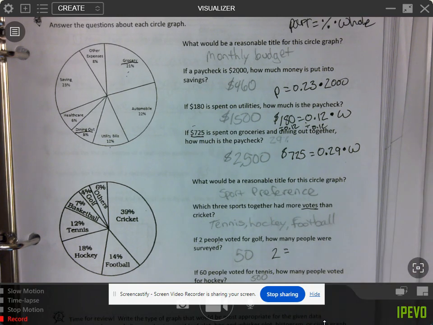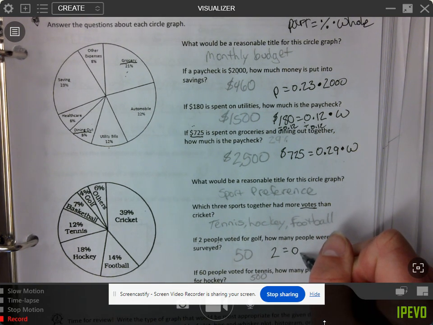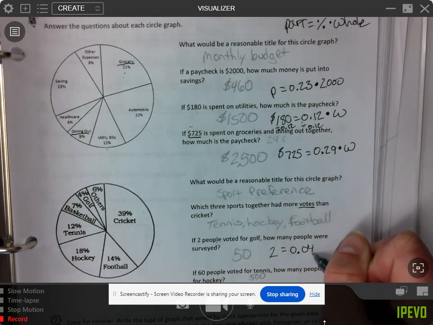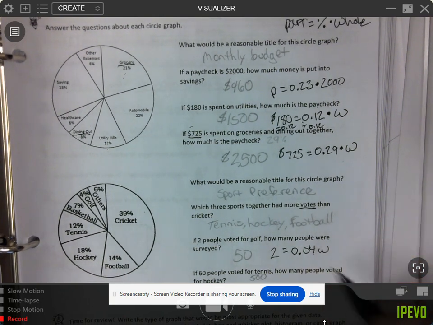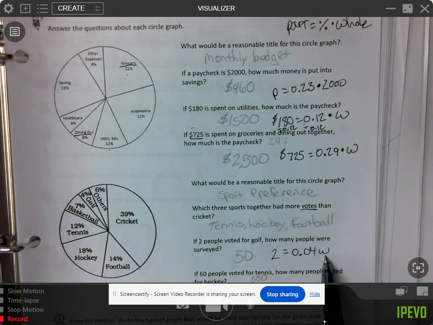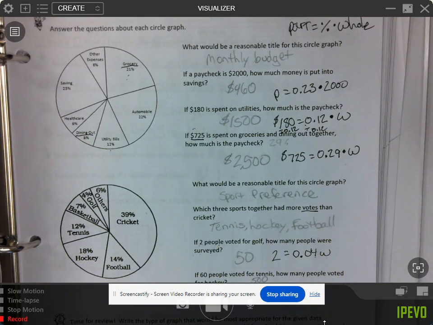What percent am I going to put? 4%. How do I write that as a decimal? 0.04, because remember, percents always go to that hundredth place. What we want to know is how many people were surveyed, how many altogether, the whole number of people. How did I get 50 using that equation?